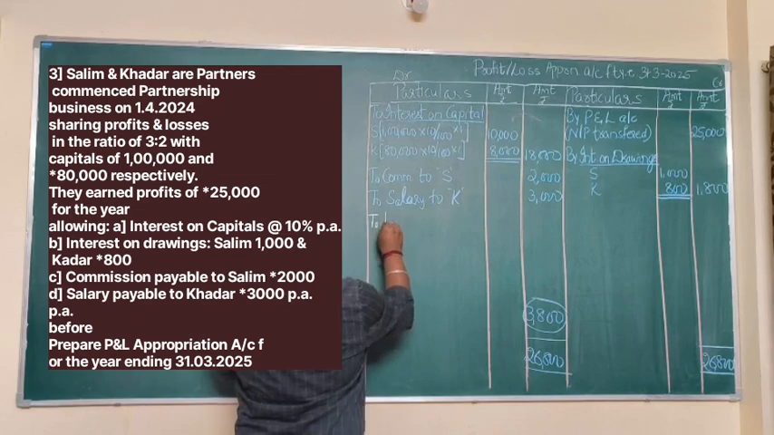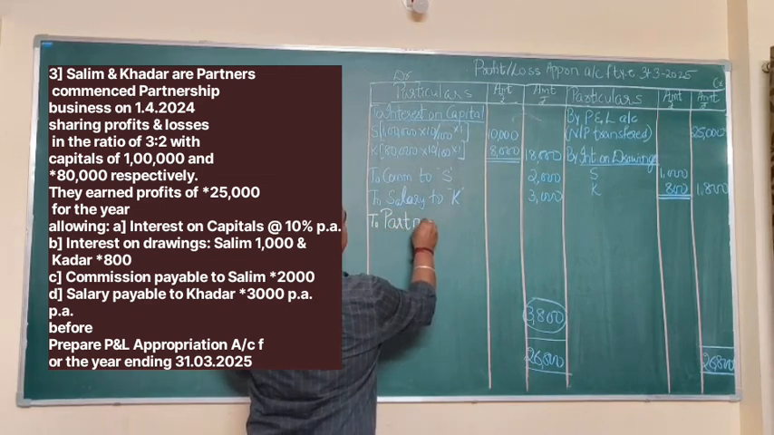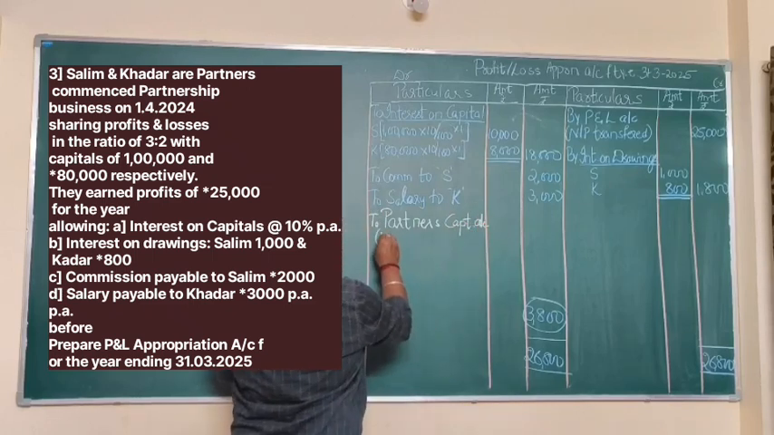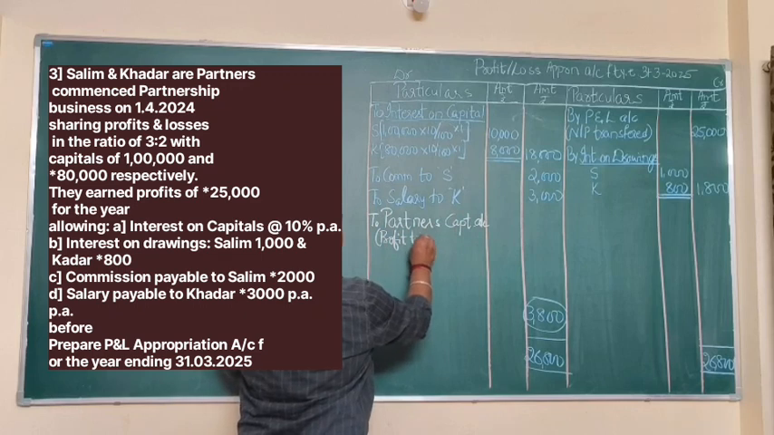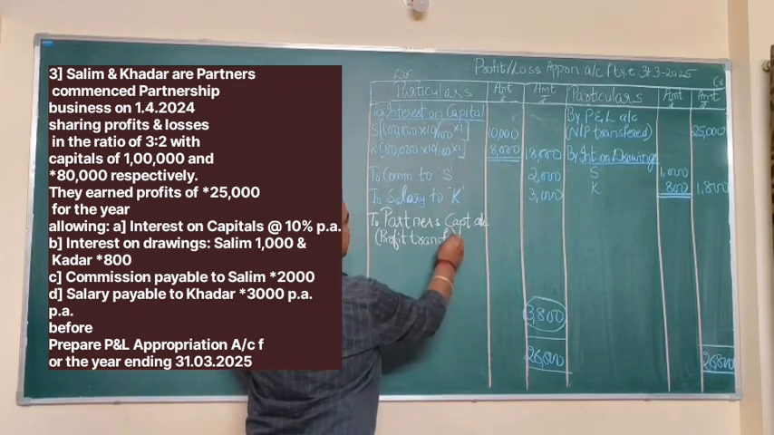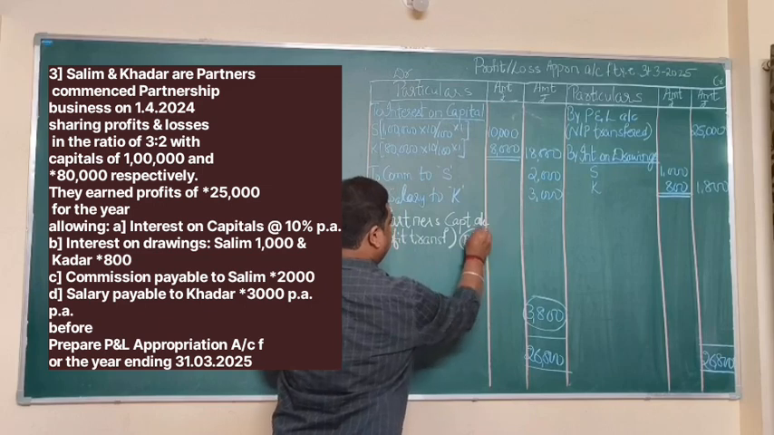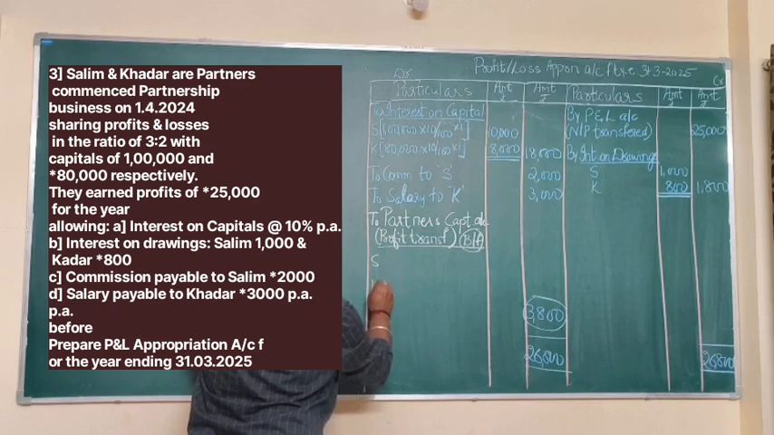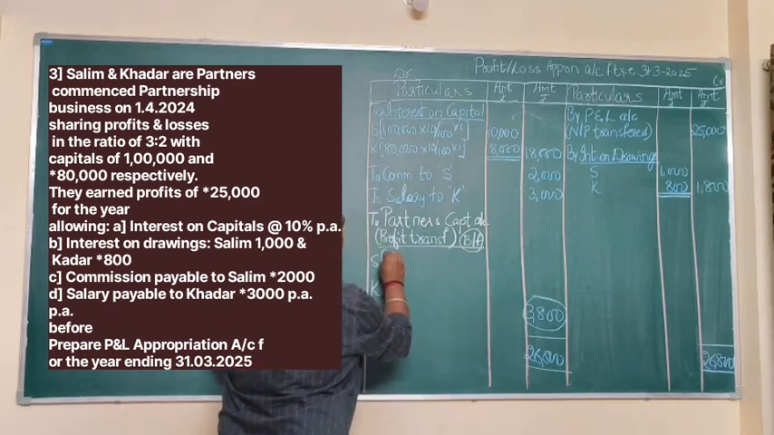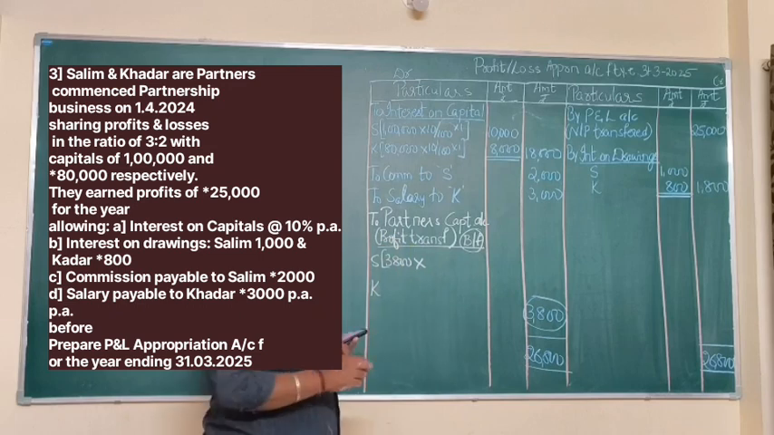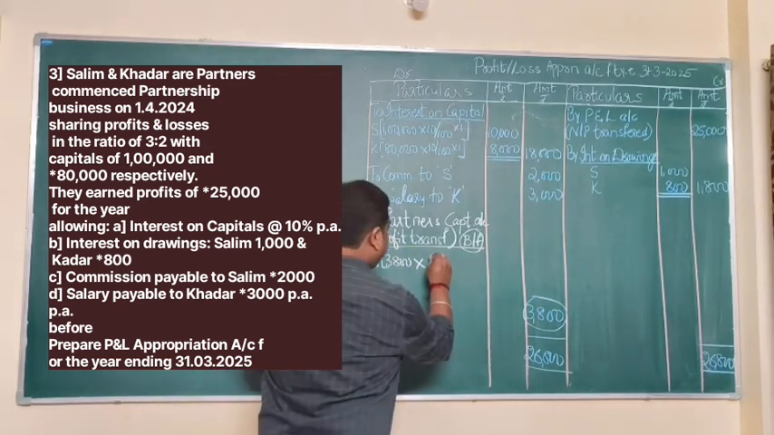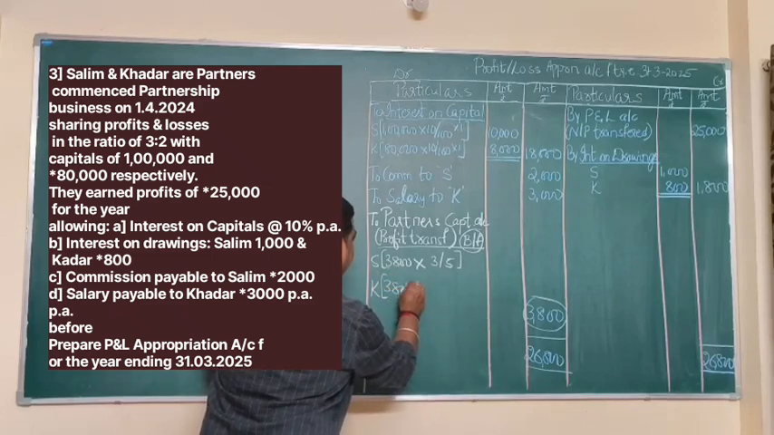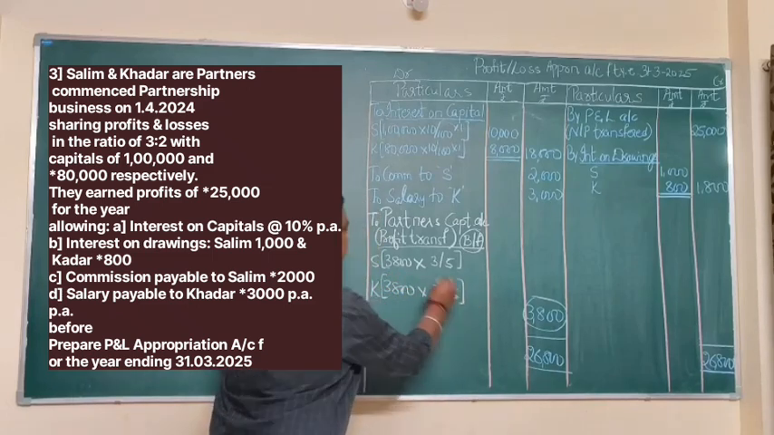Here, to partners' capital account, it's profit transferred, and this is your balancing figure. To whom does this profit belong? The partners Salim and Kader. What is the profit? 3,800 into their profit sharing ratio. 3:2 means 3/5 for Salim, and for Kader 3,800 into 2/5. Share this now.